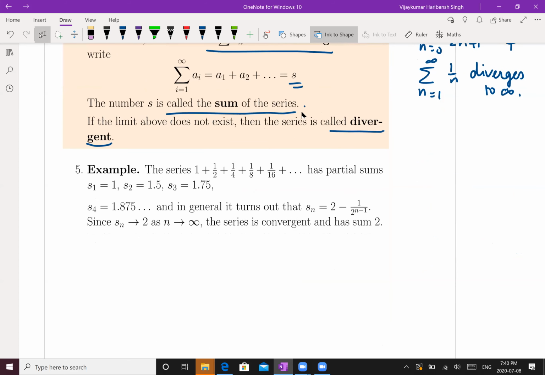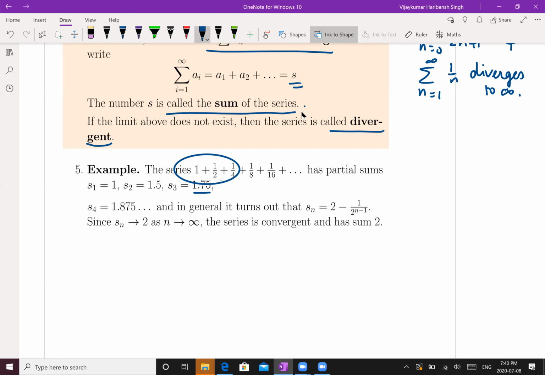Now notice the following. If you take the series 1 plus half plus 1 by 4 plus 1 by 8 plus 1 by 16, and so on and so forth, you will be able to see that S1 is 1, S2 is 1 plus half, which is 1.5. S3 is 1 plus half plus 1 by 4, which is 1.75. S4 is this. In general, it turns out that Sn is 2 minus half to the power n minus 1.